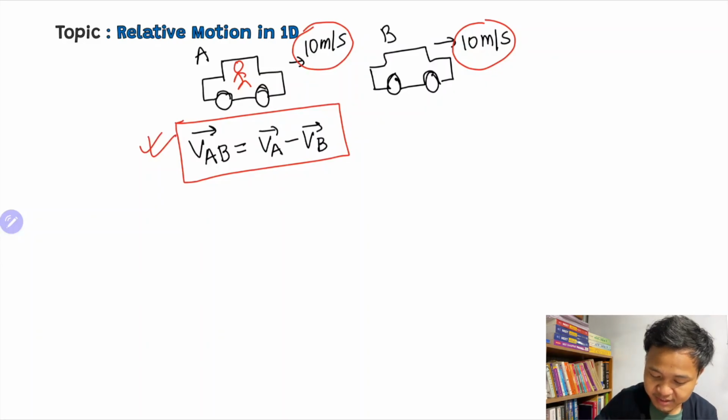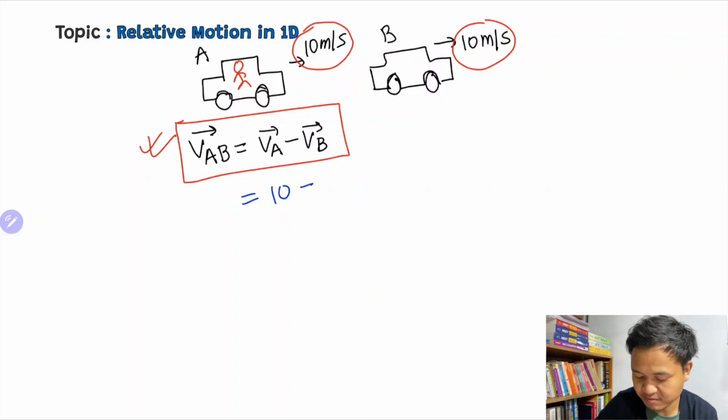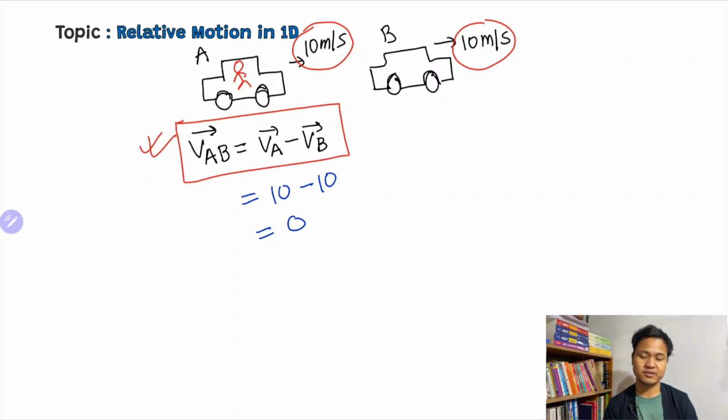Now let's apply it here. Velocity of A is 10 meter per second, minus velocity of B, 10 meter per second. So how much? 0. So here velocity of A with respect to B is 0. With respect to B, that means the frame of reference is what? VAB means if you're sitting at B and looking at A.